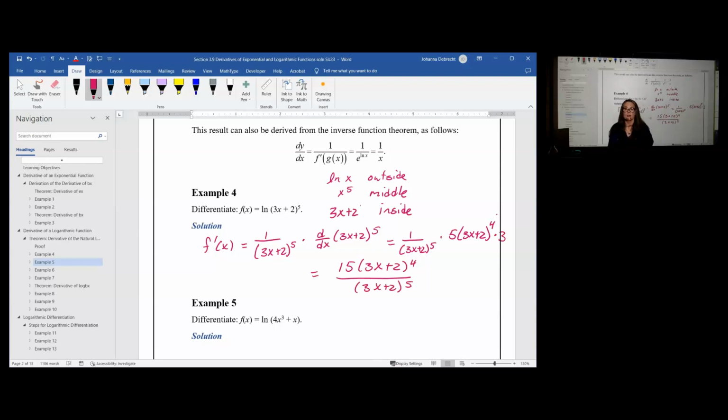Everything in the numerator is factored. The plus sign is buried inside parentheses, so I can cancel if I have some common factor. 3x plus 2 is common between the numerator and the denominator, so I can go ahead and cancel 4 of them to end up with a final answer of 15 divided by 3x plus 2.